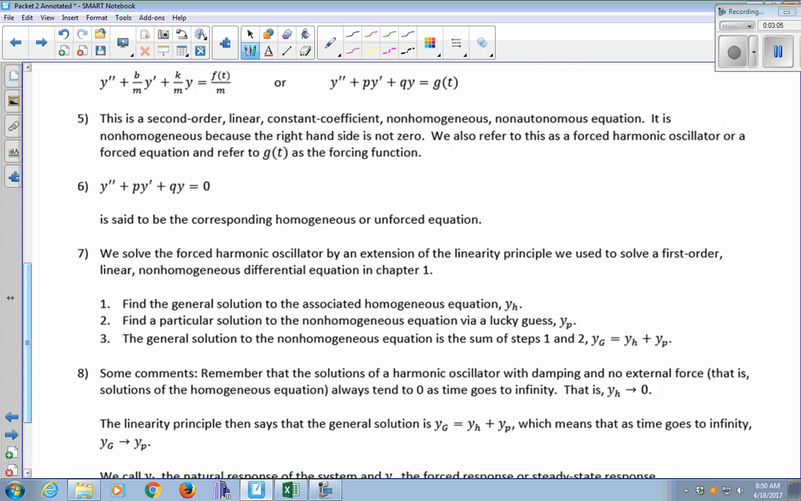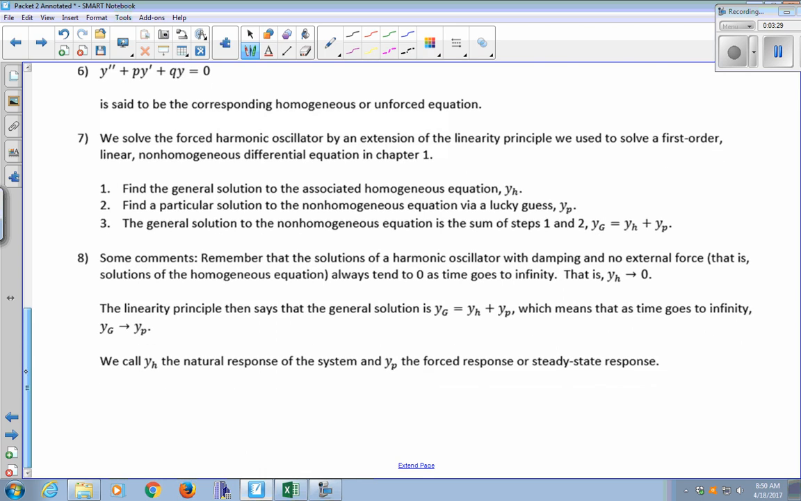You use lucky guess. So find the general solution to the associated homogeneous equation. So just drop the g of t and solve. We just spent a class doing that. Then find a particular solution to the non-homogeneous equation using lucky guess. The guess will have the form g of t plus its derivatives, just like it did with the first order. And then the general solution is the sum of your homogeneous solution and your particular solution.